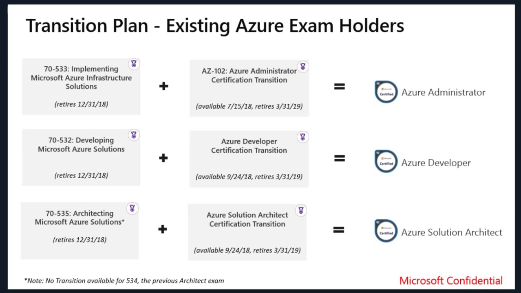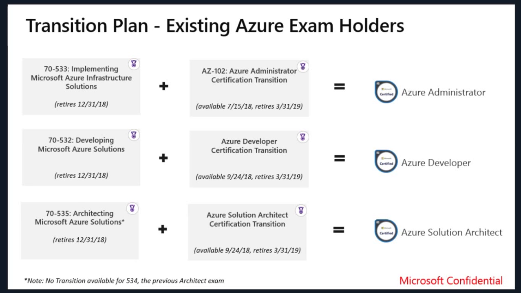If you think about it, if someone's taken exam 533, which is implementing Microsoft Azure Infrastructure Solutions, then they have demonstrated a good number of administrator skills. The new certification is made up of 2 exams. And so what our SMEs did, the folks who are experts in our content development team, they took a look at both new exams that are in the admin space. They compared that to the 533 exam, and then they came up with an exam that essentially covers the delta.